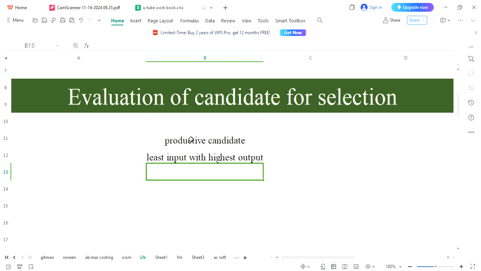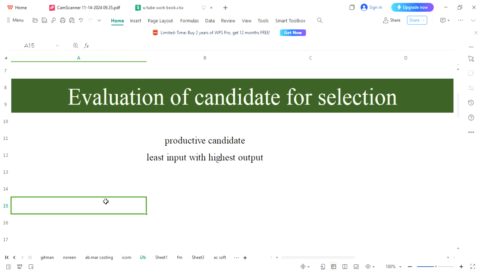Today we will try to evaluate which candidates can be most productive to us. So there are some evaluation criteria that we will be discussing. The very first thing is very common. We will see his education, we will see his skills, we will see his qualifications, with which we can primarily decide whether the person is productive or not.